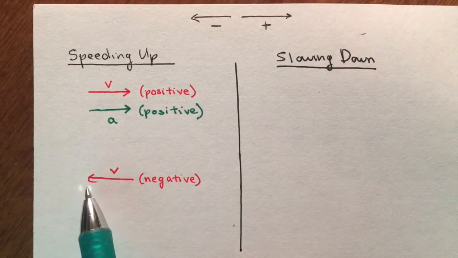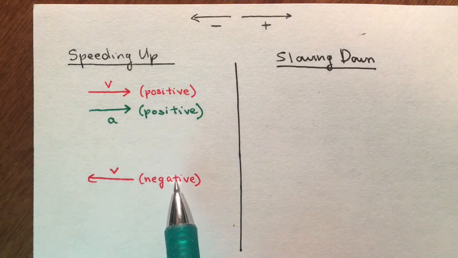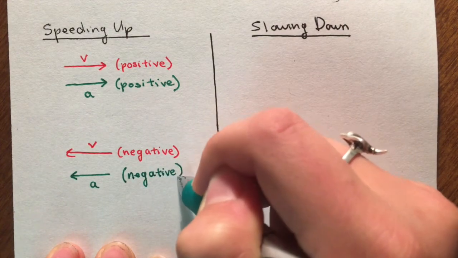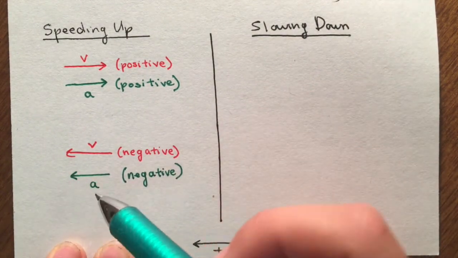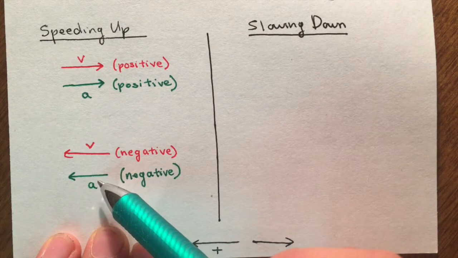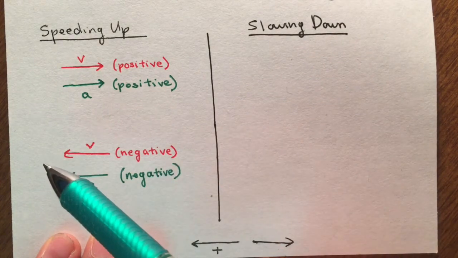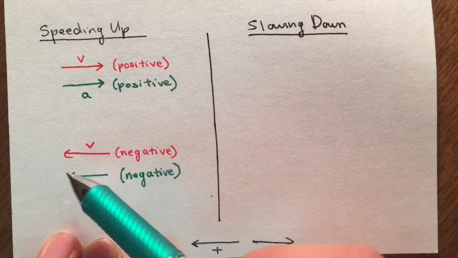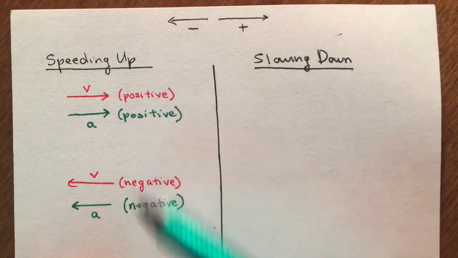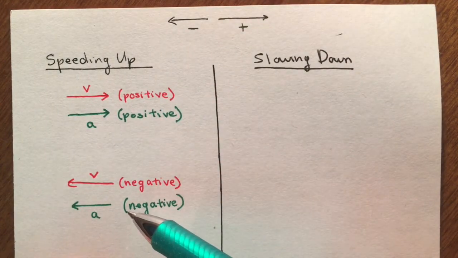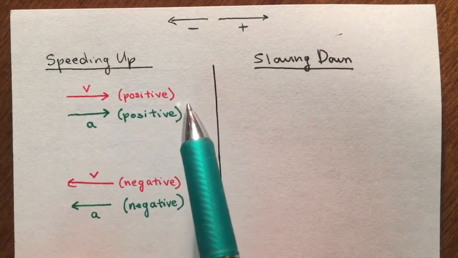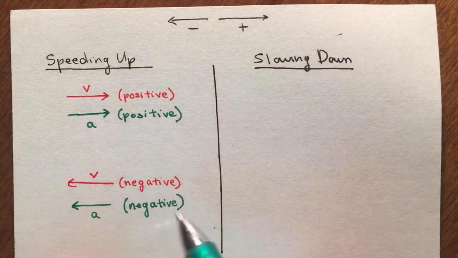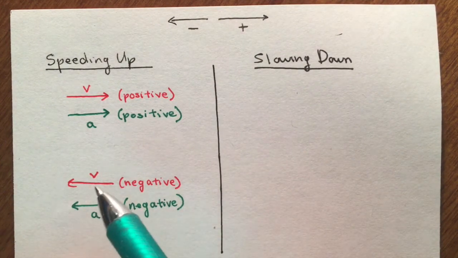Now, what if the object is moving in the negative direction, has a negative velocity? Well, if it has a negative acceleration, meaning the acceleration is pointed in the negative direction, then the velocity and the acceleration are both negative, they're both pointed in the same direction, so the object is also speeding up. But in this case, the object is speeding up in the negative direction. So either of these cases are an example of an object speeding up. In the first case, that was in the positive direction, and in the second case, that was in the negative direction. So here, look, you have a negative acceleration, but the object is speeding up.